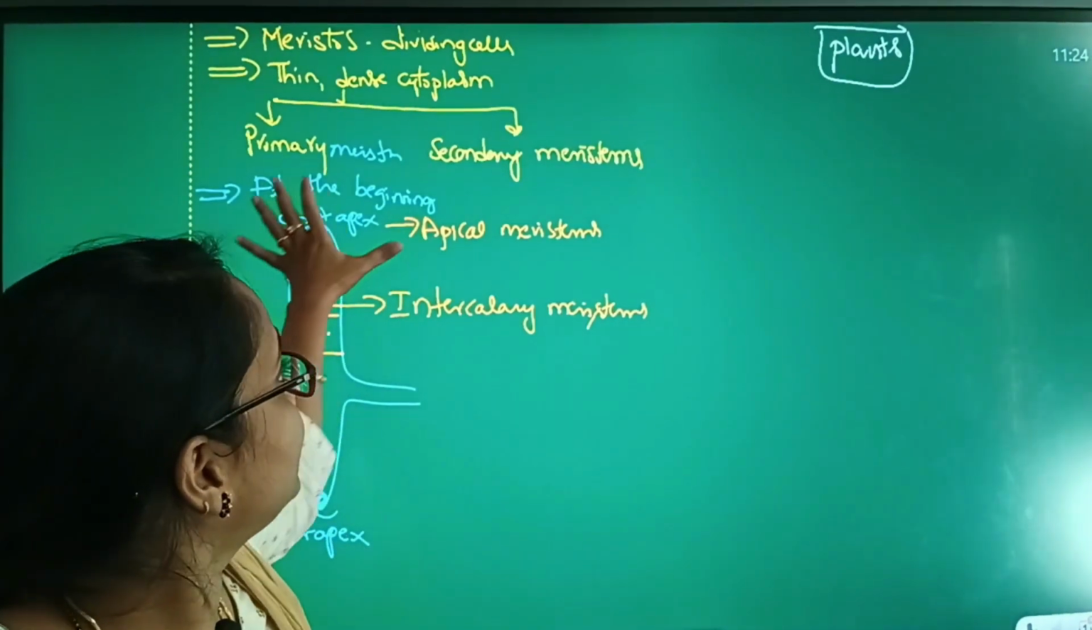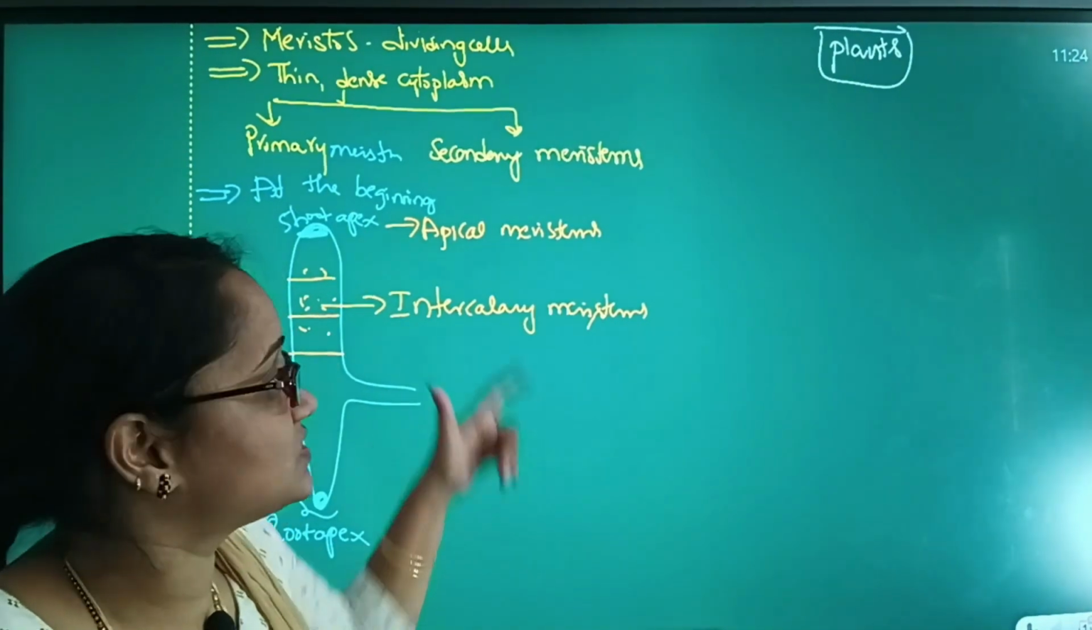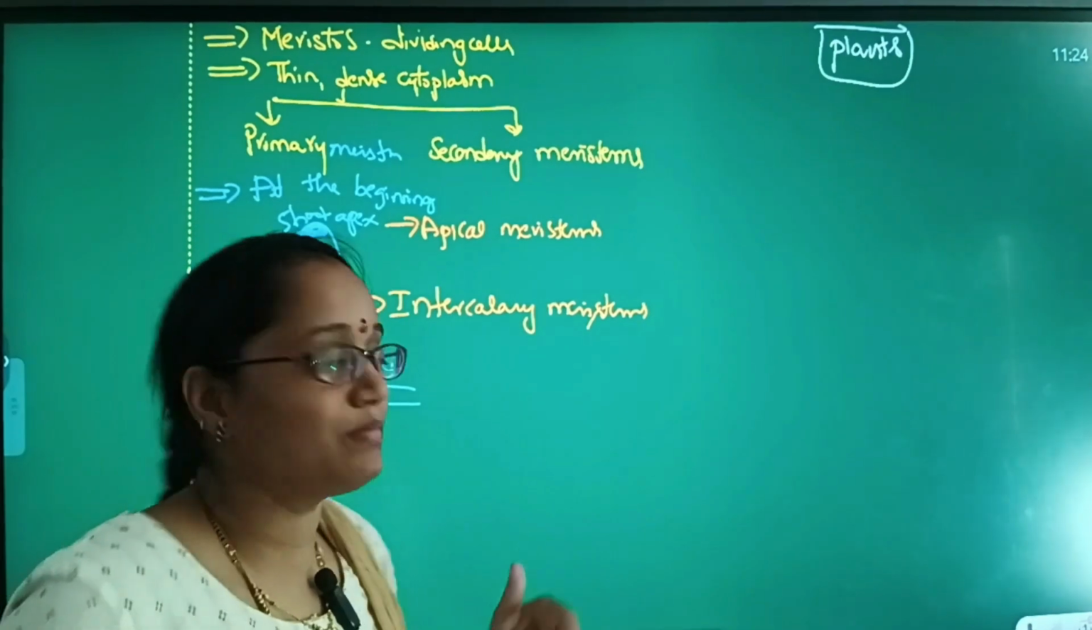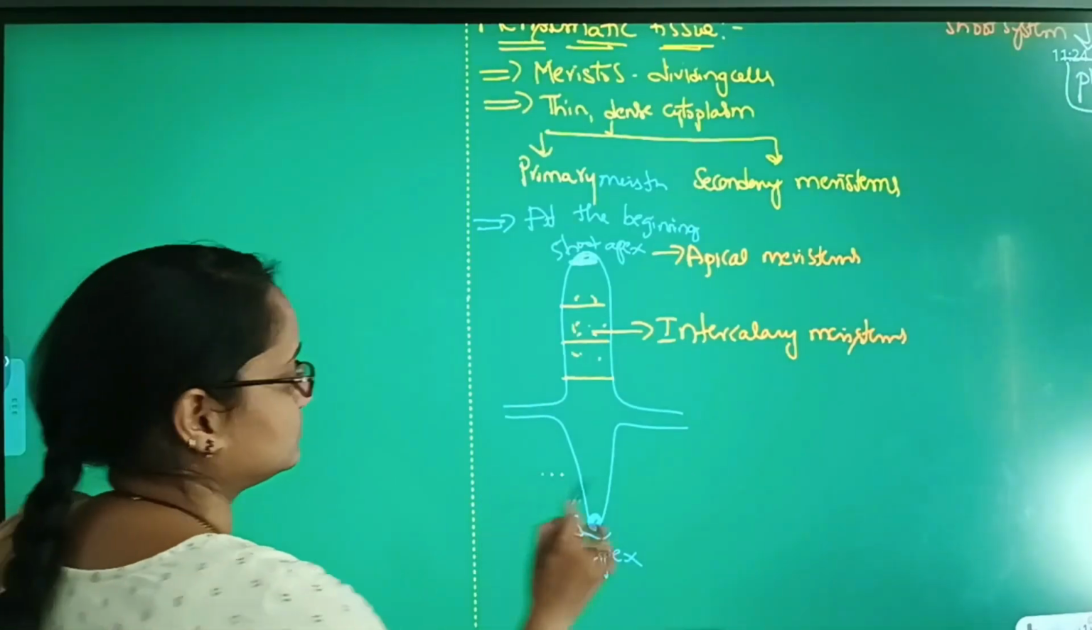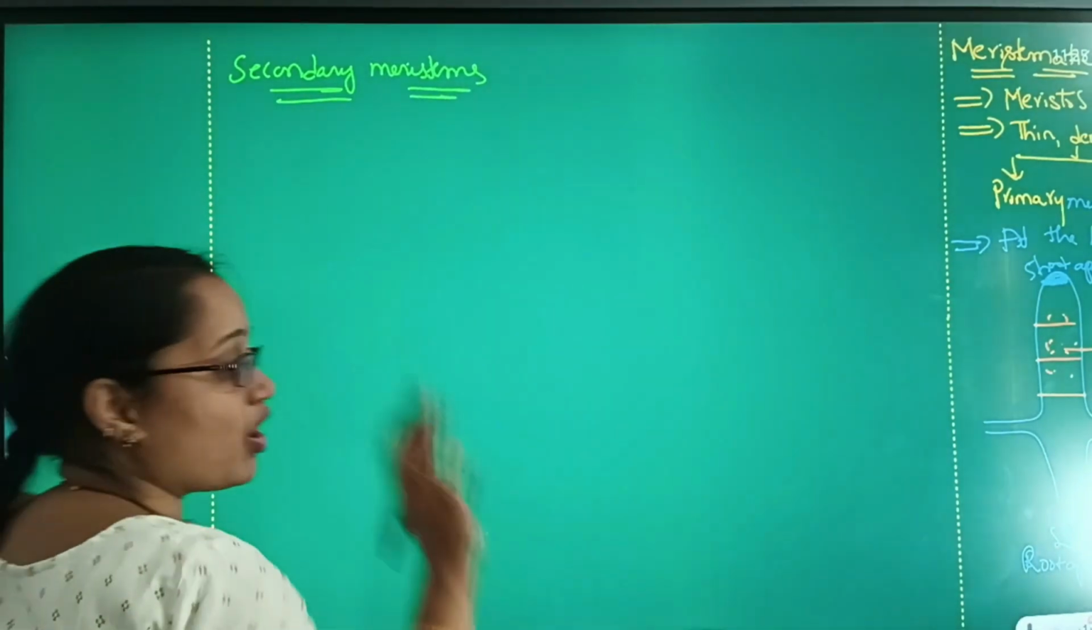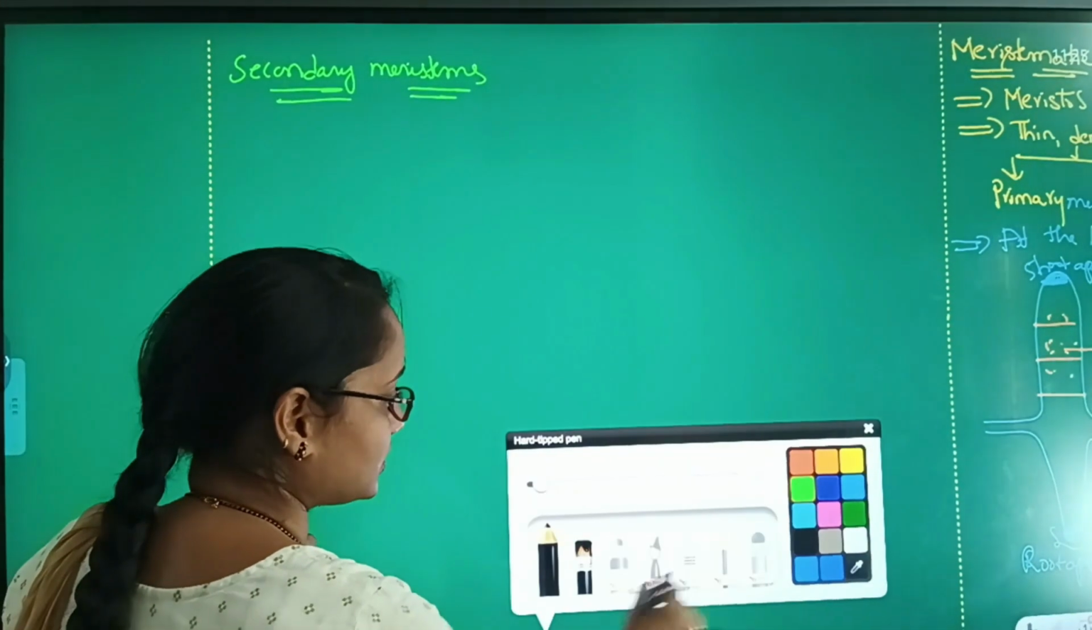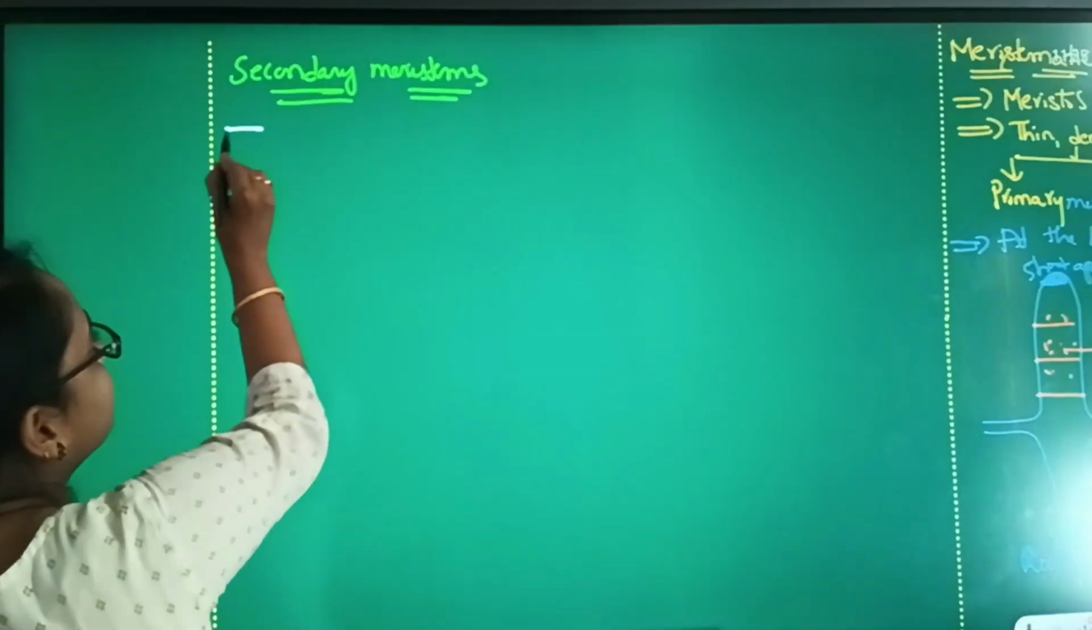Okay, this is the part related to primary meristems. Next, let us see about secondary meristems. Secondary meristems are formed from permanent tissues.